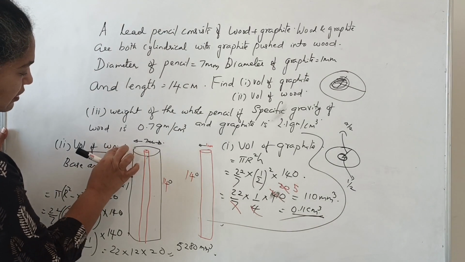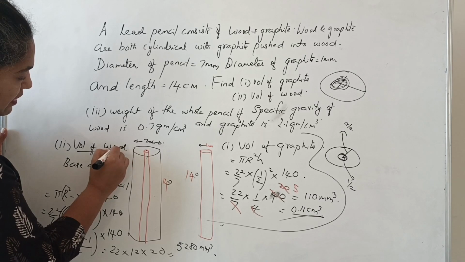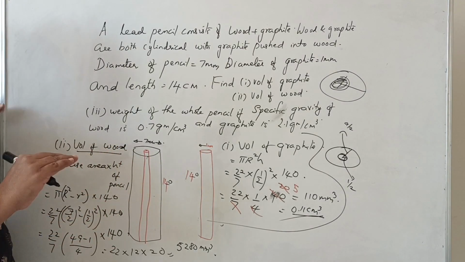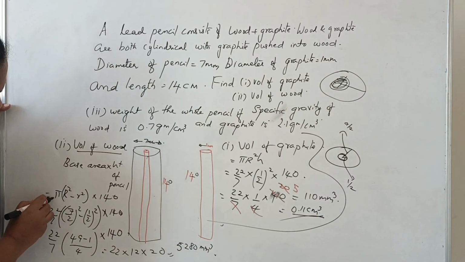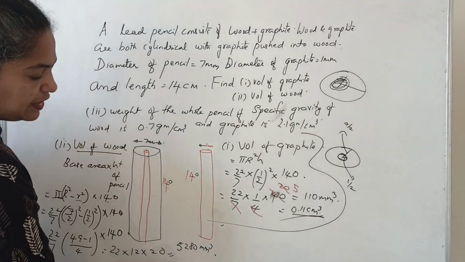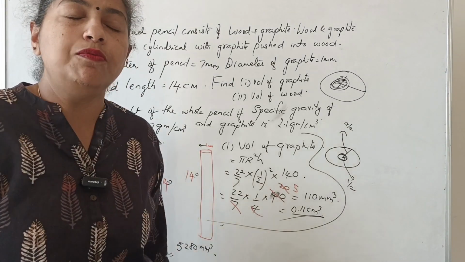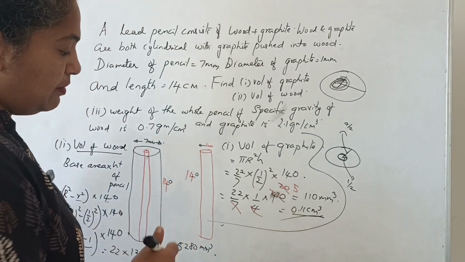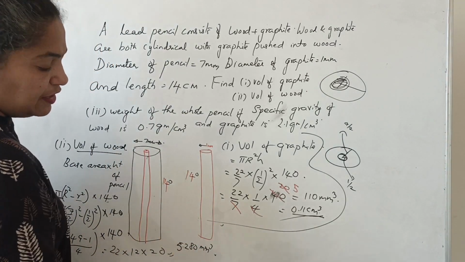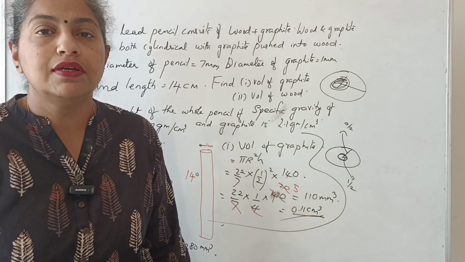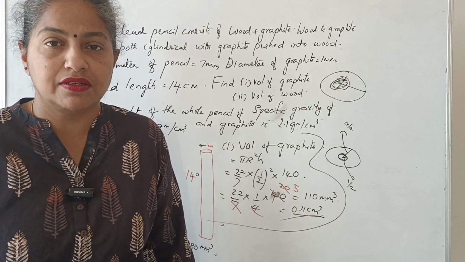So here I have done the volume of the wood. It is always the base area into height. Now the base is in the form of a disc where you don't have to take the area of the graphite. So outer area minus inner area into the height. Substituting the values, you will get 5280 millimeter cube. Please do the calculation by yourself and then recheck. To convert it into centimeter cube, divide by 1000. So you will get 5.28 centimeter cube. Now let us move on to the third part.